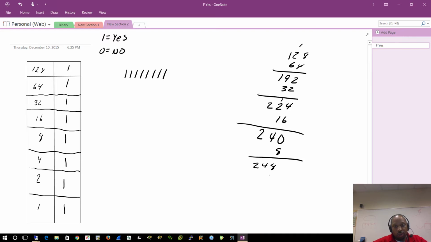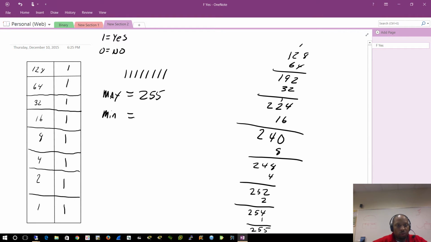248. Let's add 4 to that. 252. Let's add 2 to that. 254. Let's add 1 to that. 255. So we know the maximum number that we can write with only 8 bits is 255.